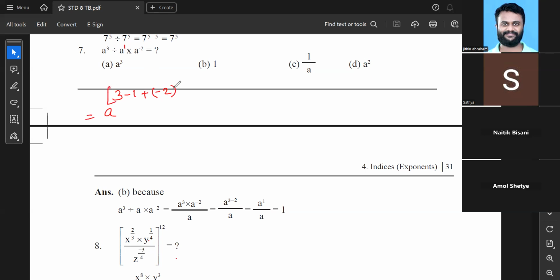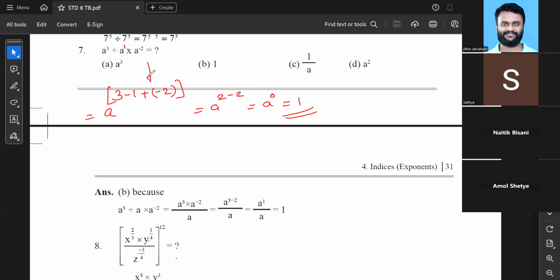Simply you do this much only. So a raised to 3 minus 1 plus of minus 2. So 3 minus 1 is how much? 2. Plus and minus get combined and you'll get minus 2. 2 minus 2 is 0. Final answer is 1.